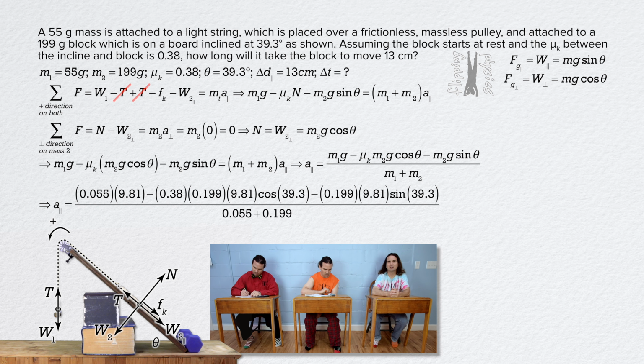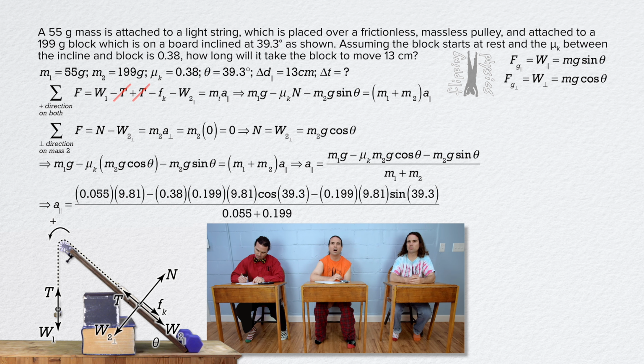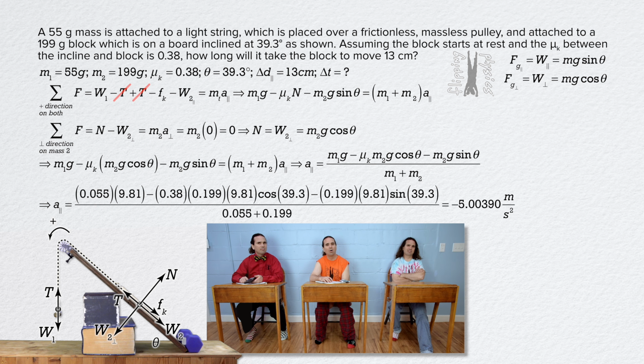Yeah, so 0.055 kilograms times 9.81 minus 0.38 times 0.199 kilograms times 9.81 times the cosine of 39.3 degrees minus 0.199 times 9.81 times the sine of 39.3, all divided by the quantity 0.055 plus 0.199, and that equals negative 5.00390 meters per second squared.